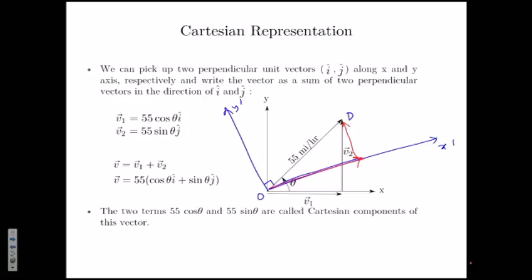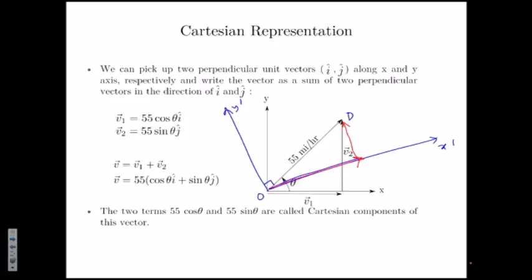v1 would be the length of this. And what is the length of this? Well, we have to do a little bit of trigonometry. This is a right angle triangle. This is 55, so this will be 55 cosine theta. So the vector v1 becomes 55 cosine theta i hat. And v2 becomes, which is this, 55 sine theta times j hat.